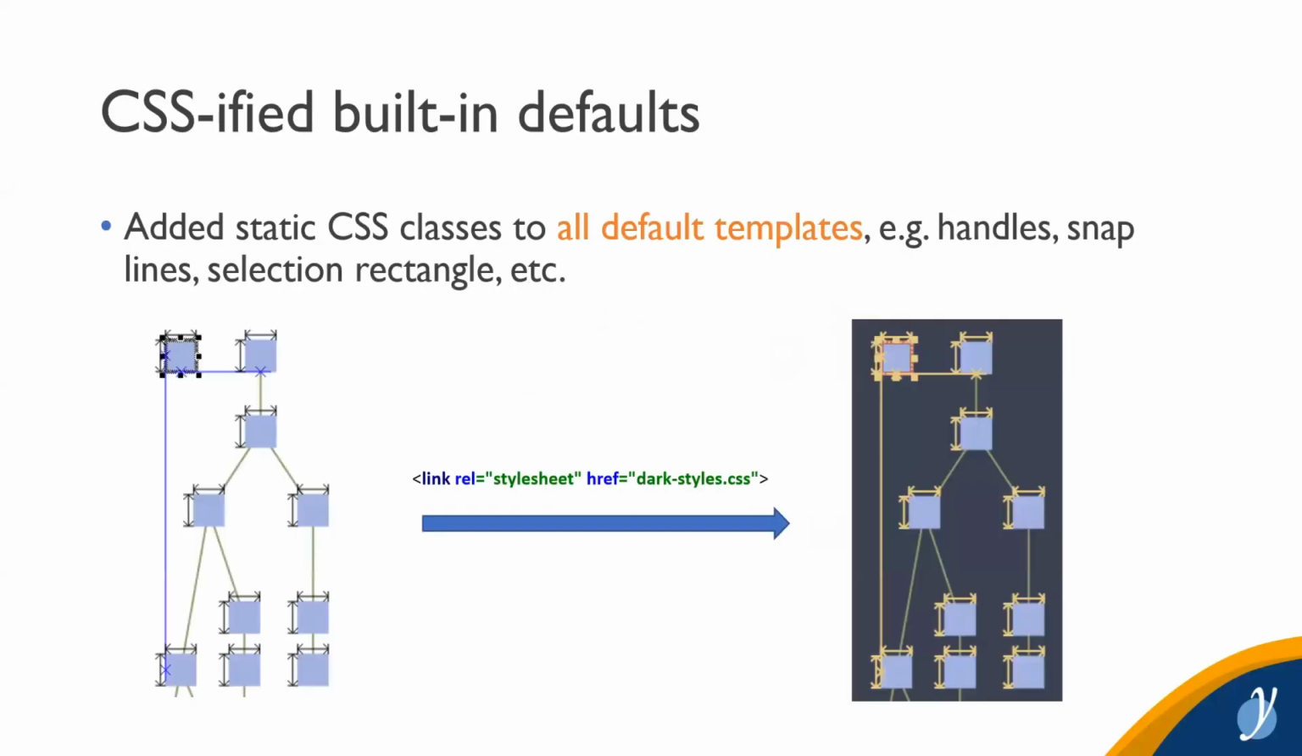Okay, next some more non-code specific features, but also specific to yFiles for HTML. It's all about CSS. We added static CSS classes to all the default templates that we have, for example, the handles, the snap lines, the selection rectangles, the marquee, and so on. This means that right now you can simply reference a new style sheet in your application and change the look and feel of your diagram without writing a single line of JavaScript code.